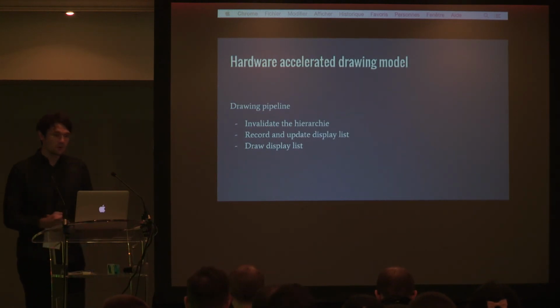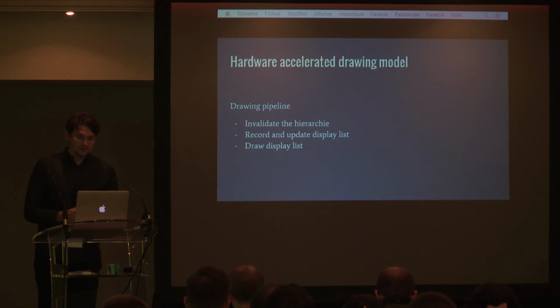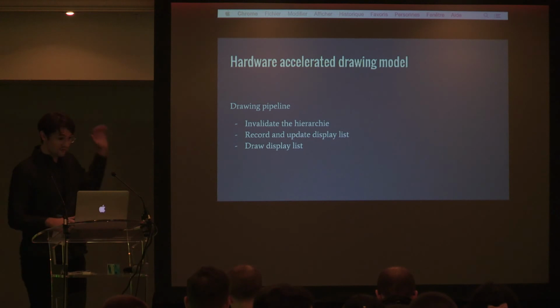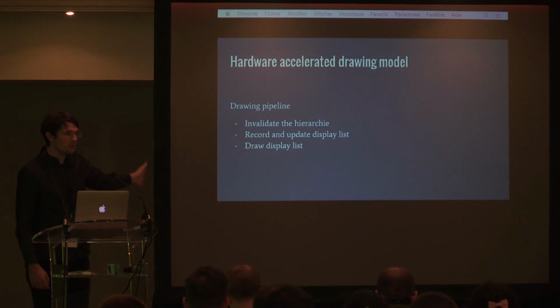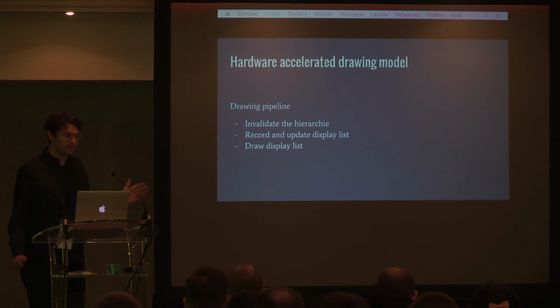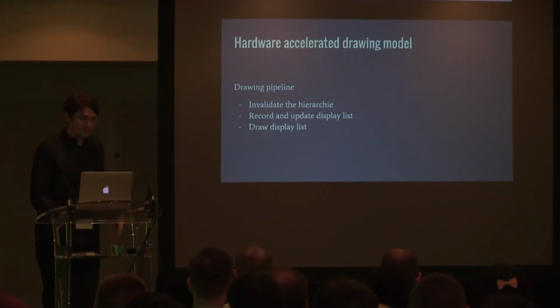So yeah, in the pipeline for the hardware accelerated model, you still have invalidation to mark the view that needs to be updated, but instead of a redraw, we will have an update of the display list. So each invalidated view will record its display list, and then later Android will ask the GPU to draw all the display lists.